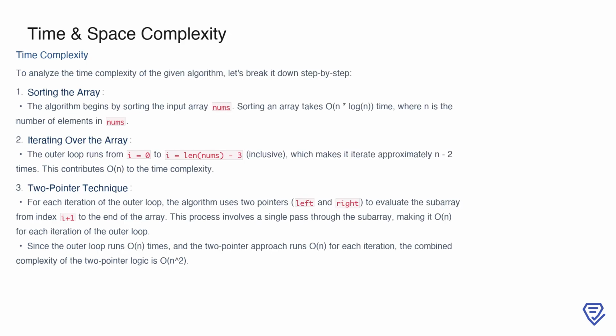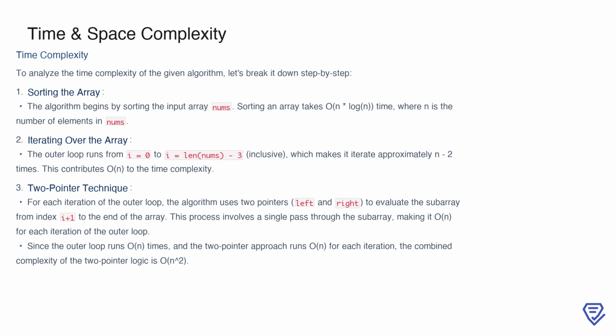To analyze the time complexity of our algorithm, let's first break it down into its key components. The first step is sorting the input array, which takes O(n log n) time since most efficient sorting algorithms, like Timsort, operate in this range. Next, we have the outer loop, which iterates from the start of the array up to the third to last element. This means it makes approximately n-2 iterations, contributing O(n) to the time complexity.